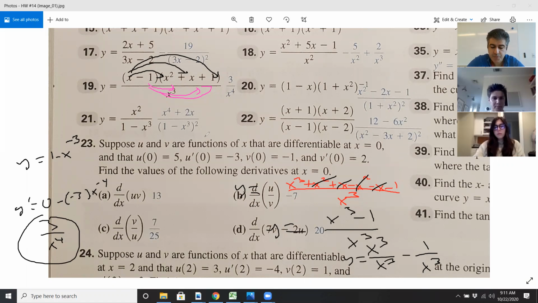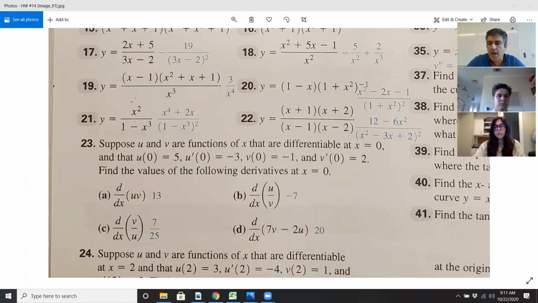So that's how you do 19. Okay, 21. For 21, you're going to have to use the quotient rule.